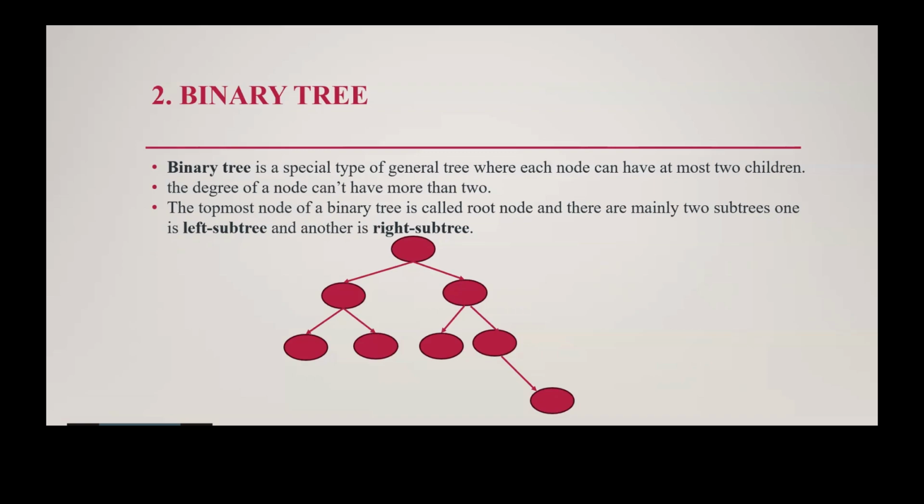So the topmost node of a binary tree is called the root node, and there are two subtrees because each and every node can have a maximum of two children. So subtrees can be only two. But in the case of a general tree, what happened? Any number of subtrees is possible because a node can have any number of children. So here, this is the root node, this is called the left subtree, and this is called the right subtree.